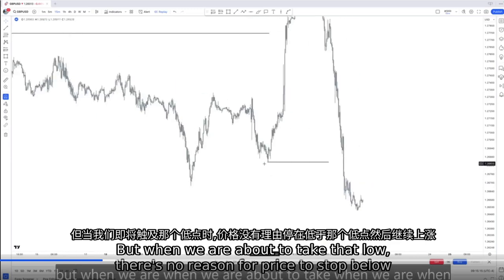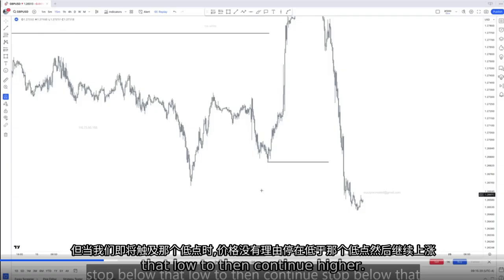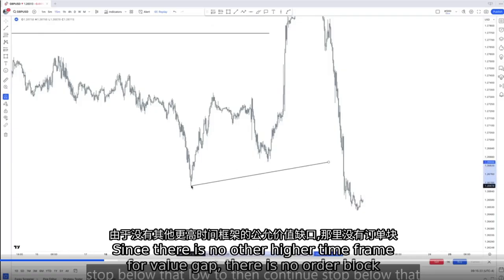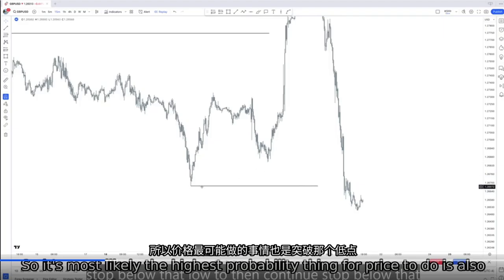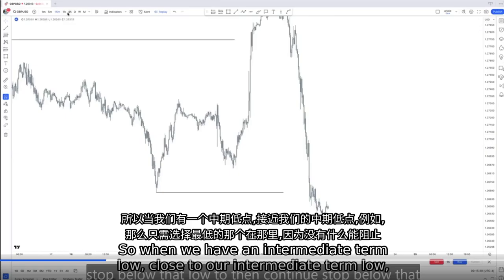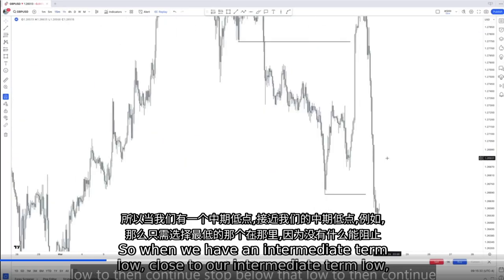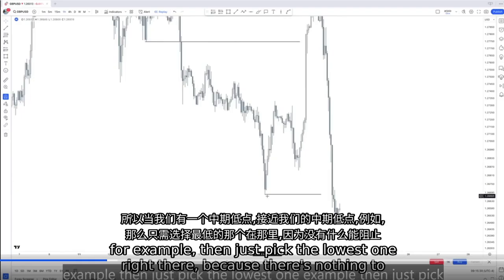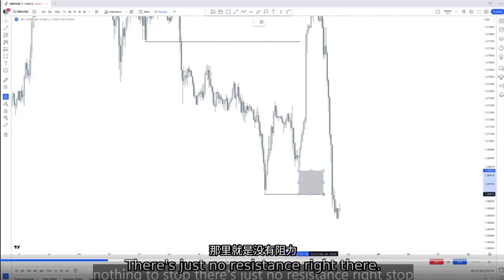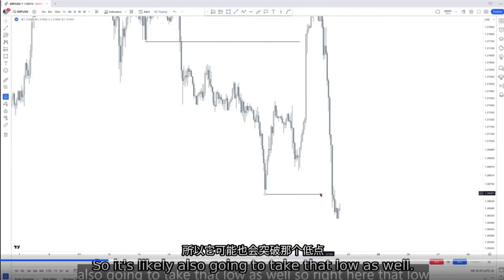But when we are about to take that low, there's no reason for price to stop below that low to then continue higher. Since there is no other higher time frame fair value gap, there is no order block right there. So the highest probability thing for price to do is also to take out that low. So when we have an intermediate term low close to another intermediate term low, then just pick the lowest one right there because there's nothing to stop. There's just no resistance right there. So it's likely also going to take that low as well.